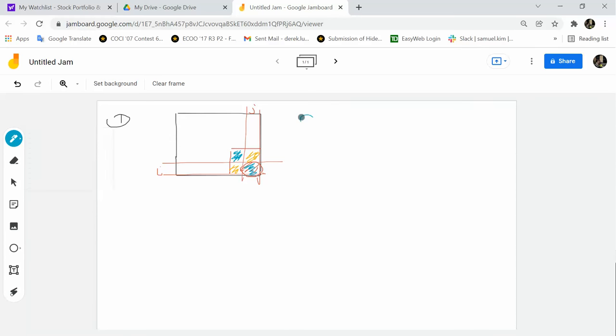So it's blue plus blue, minus this one, minus this one. This is the definition. Okay, how to use that one?